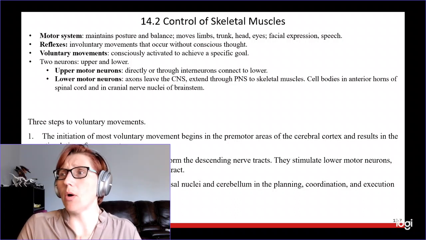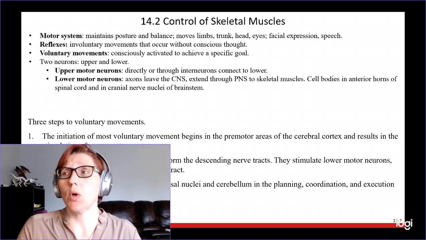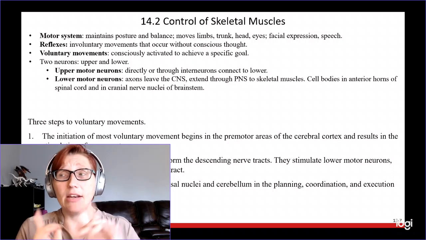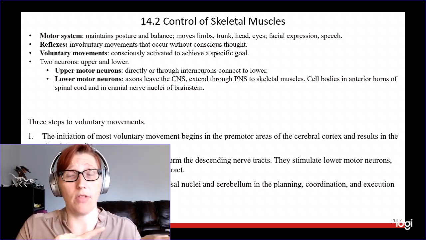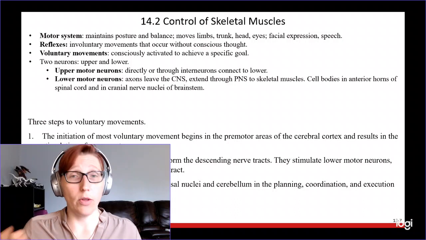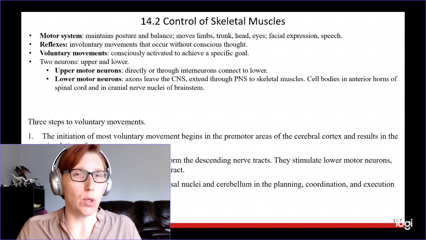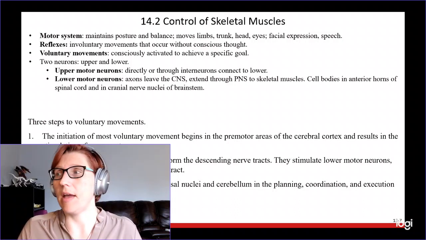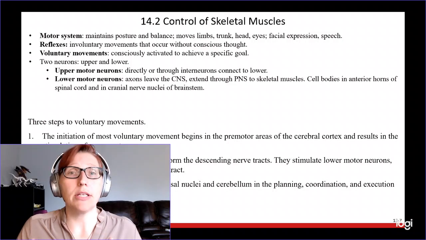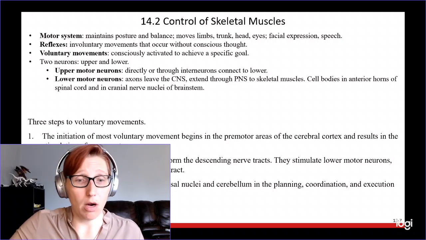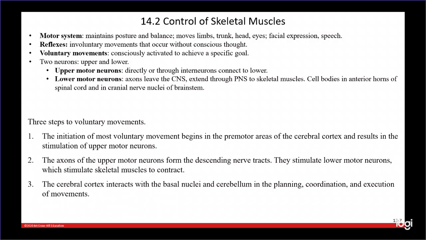Upper versus lower motor neurons, you want to make sure that you understand that. Again, that goes back to the chapter 12 stuff that we used. If you know what they're used for, then you're going to be able to put 2 and 2 together about where you might find them. And you should be able to tell me what the 3 steps are responsible for voluntary movements.